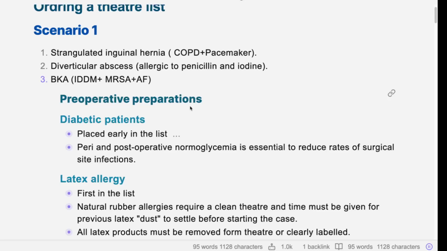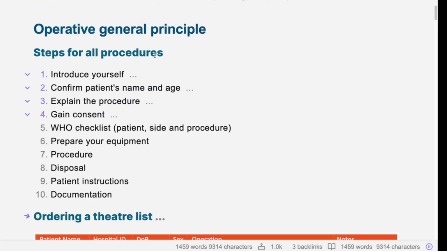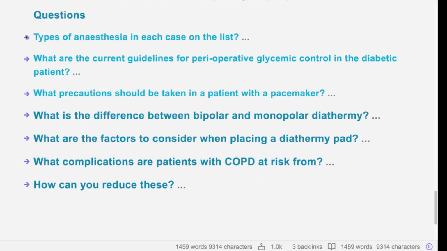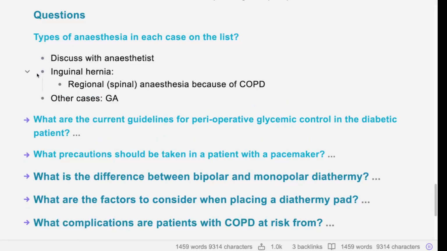For the diverticular abscess, the patient is allergic. It didn't mention any other comorbidities. So as long as there is no contraindication for general anesthesia, we can give general anesthesia for this patient. The total knee replacement, the last case, we can always consider general anesthesia for them, or even regional or spinal anesthesia. So we're going to move on to the type of anesthesia for each case. In inguinal hernia, you can consider regional anesthesia, and for the others you can consider general anesthesia.